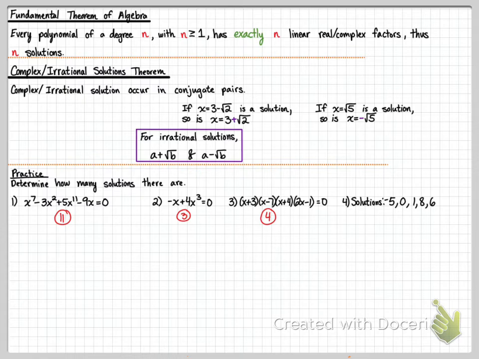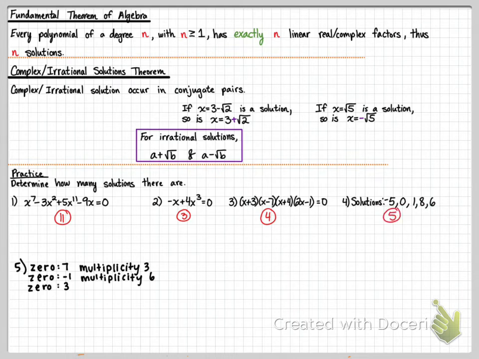Now for number 4, if you are just told the solutions, like the solutions negative 5, 0, 1, 8, and 6, how many solutions do you have? You have 5. So you're going to have 5 solutions, right?